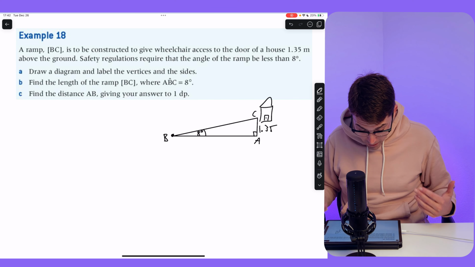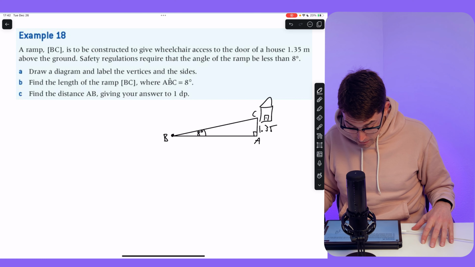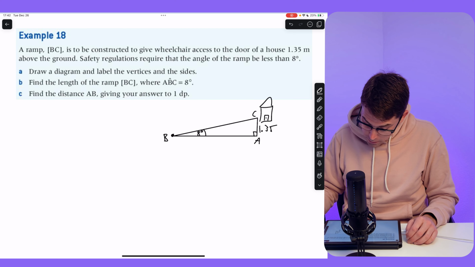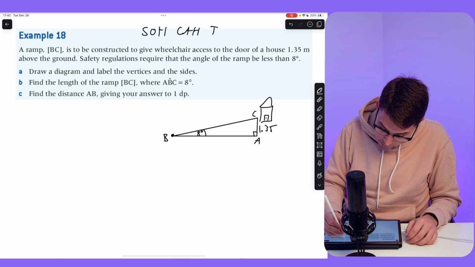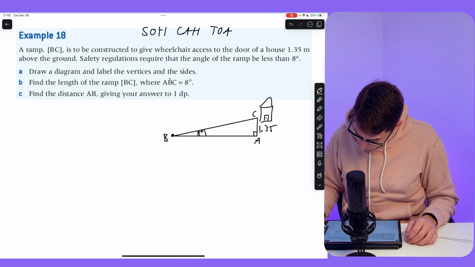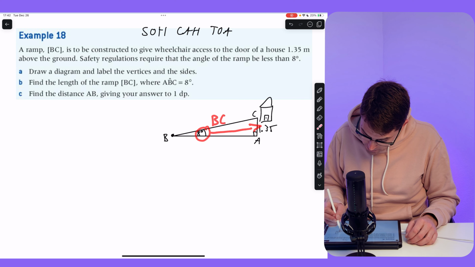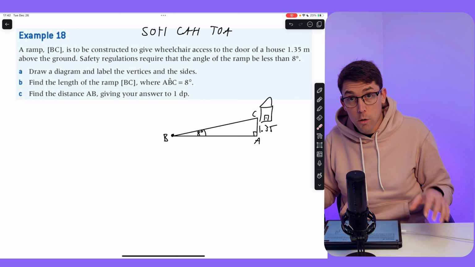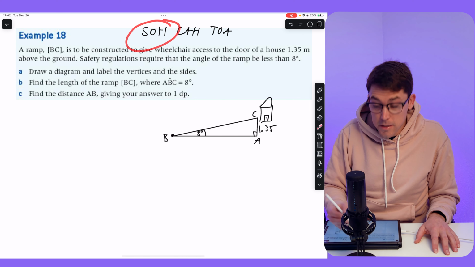So now I can go ahead and do part B. Find the length of the ramp where angle ABC is equal to 8 degrees. So if you remember what we were talking about with SOHCAHTOA, it's always a good idea to write that down as a nice, easy reference. So again, what we want to find is this length right here, BC. What we have is an angle. We have the opposite side, and then we have the hypotenuse. So which trigonometric ratio is going to take into account the opposite side and the hypotenuse? That's going to be sine.